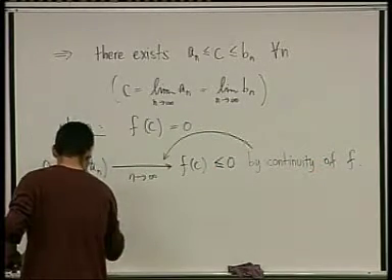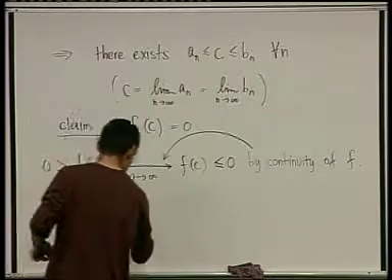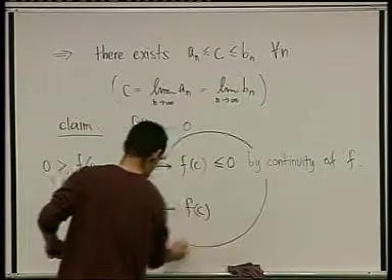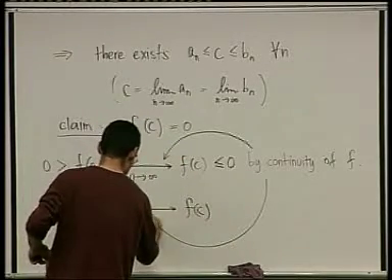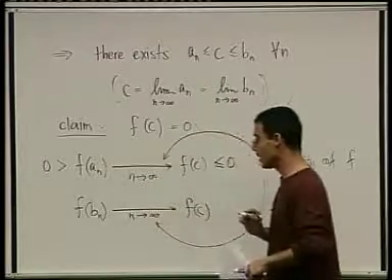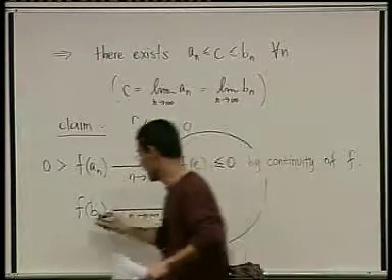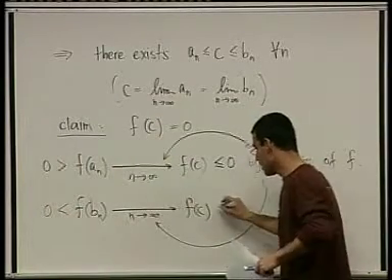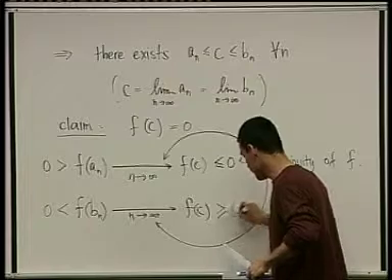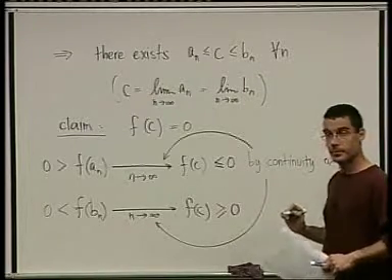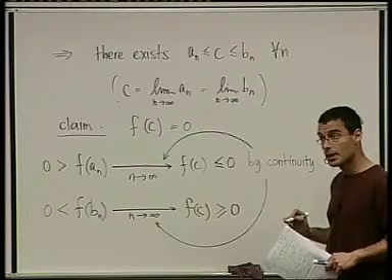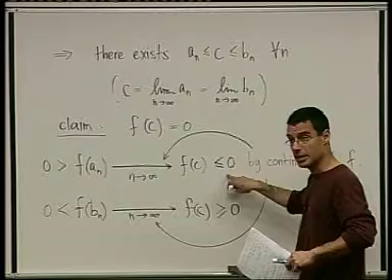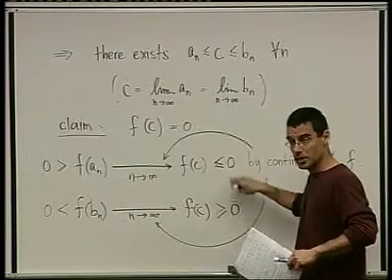Likewise, the b_n's converge to that same c. So by continuity, f of b_n converges to f of c. But the b_n's were such that f of b_n was always positive. Therefore, the limit is non-negative. Do you agree? So c is a number such that f of c is both non-negative and non-positive. What does that imply?